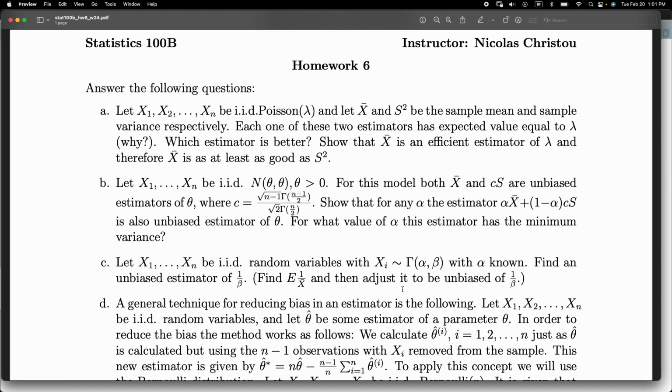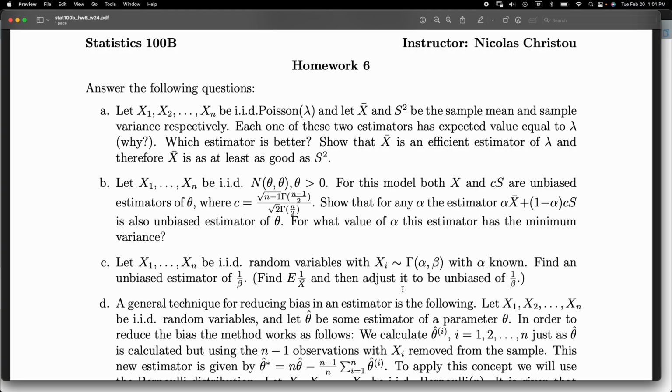Let X1 to Xn be IID from a normal distribution with the same mean and variance. So the mean is theta and the variance is also theta, so theta has to be greater than 0. For this model, both x bar and c multiplied by s are unbiased estimators of theta, where s is the sample standard deviation, and we also have the formulation for c.